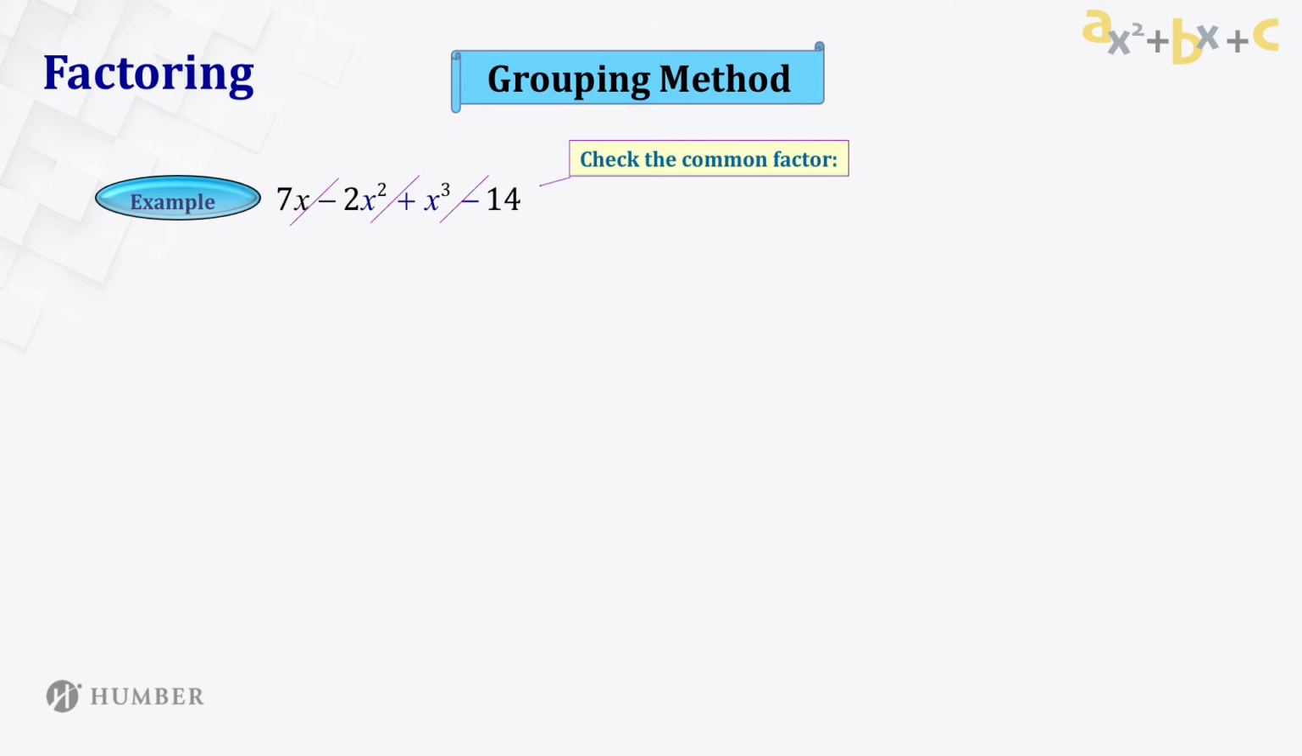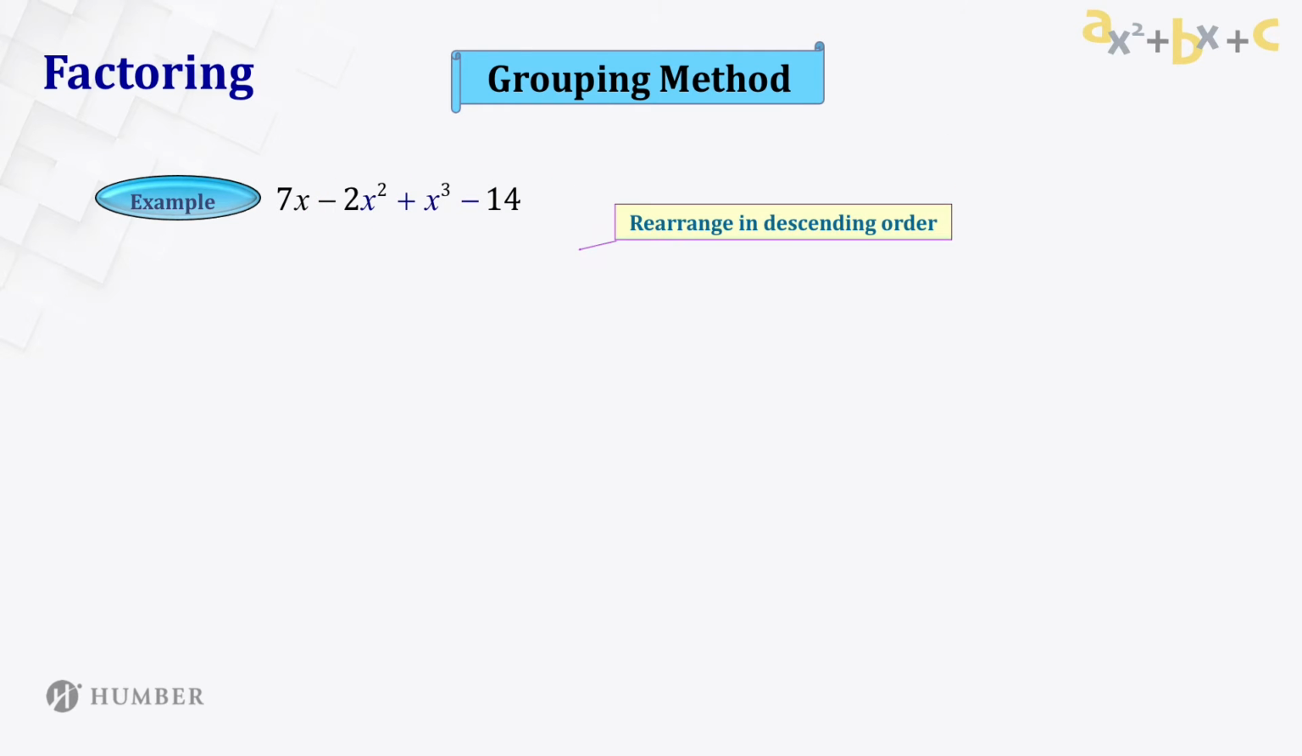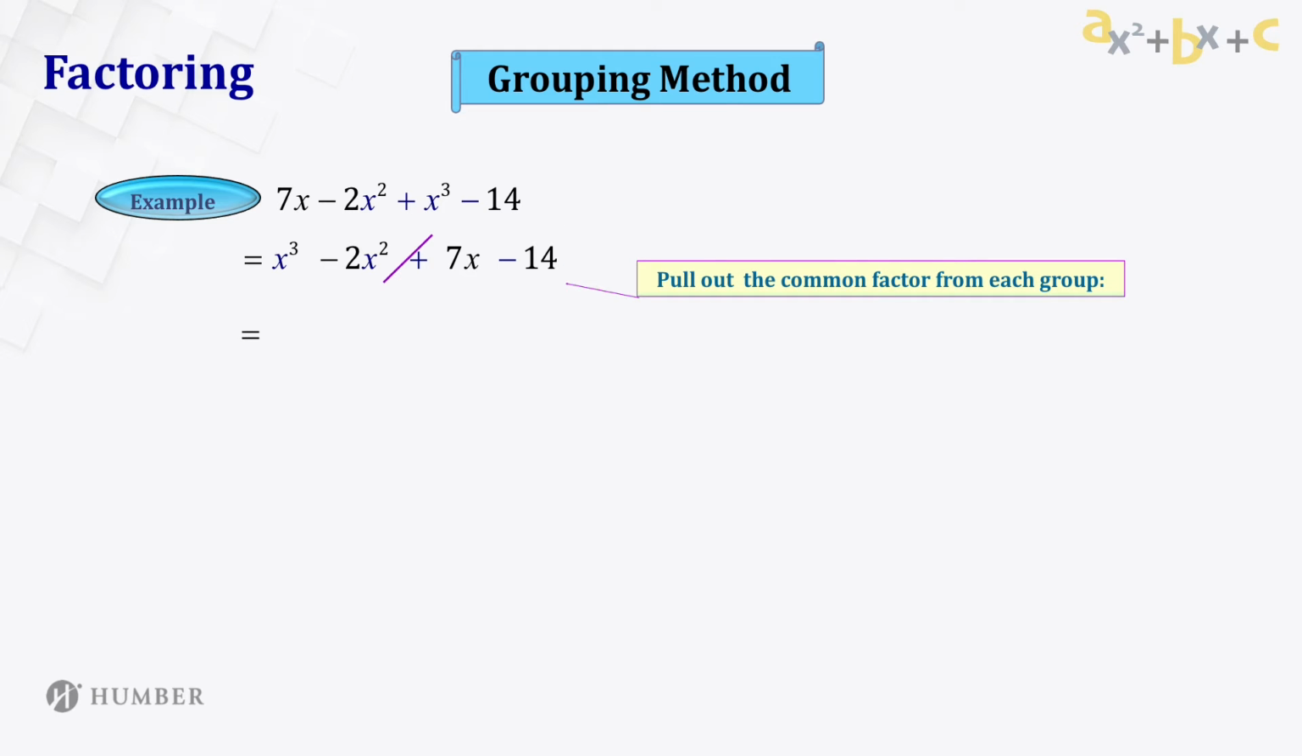Then rearrange the terms in descending exponent order. Divide the entire expression into 2 groups and pull out the common factor from each group. For the first group, we can see x squared as a common factor. Take x squared from each term. We are left with x minus 2 inside of the bracket.